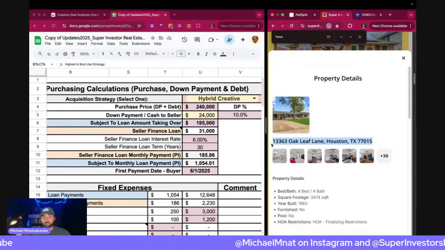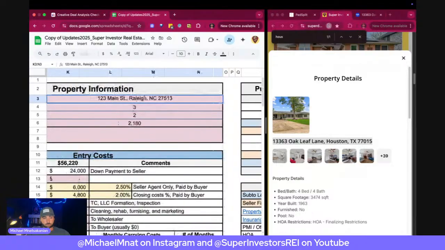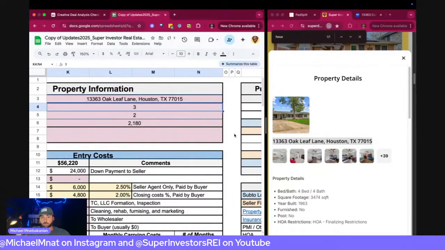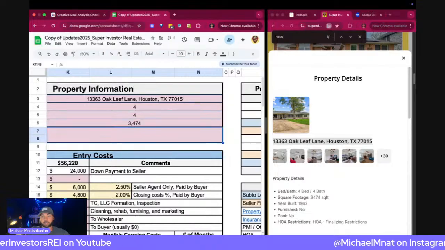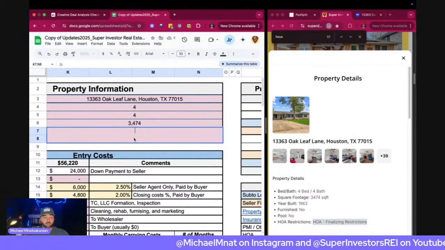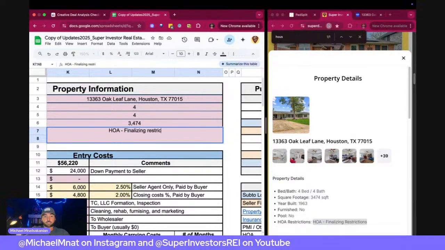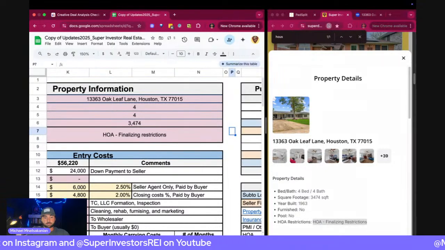So this property, 1363. And we're going to do a 4-bed, 4-bath, 3,474 square feet. So huge property. That's huge. There is an HOA, so this probably wouldn't even make sense for me. But let's just go to the analysis piece.